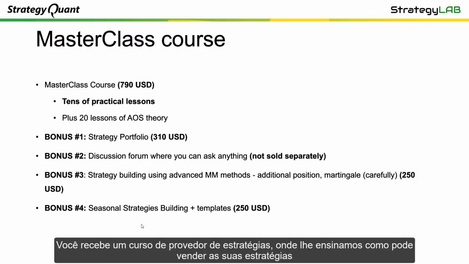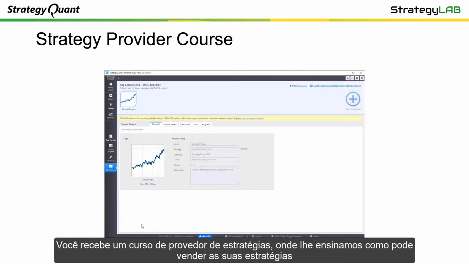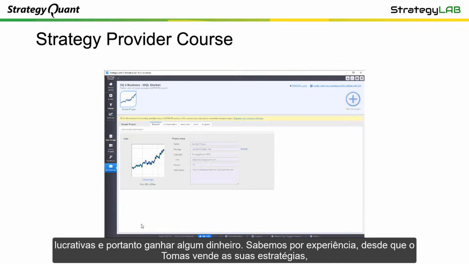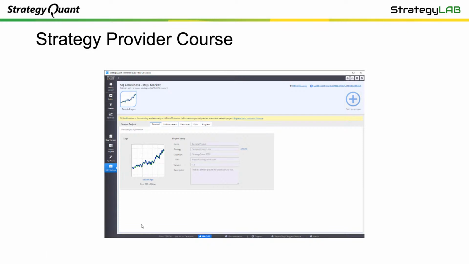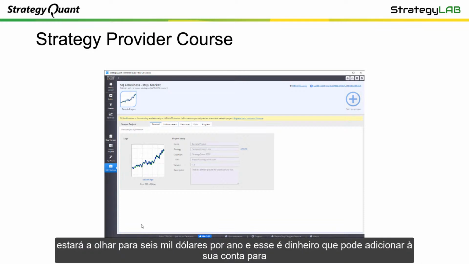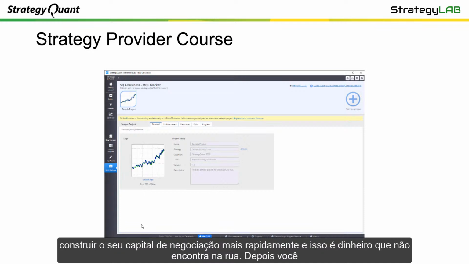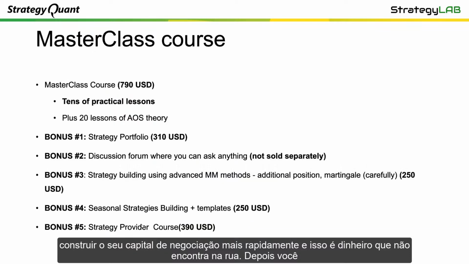You get a strategy provider course where we teach you how you can sell your successful strategies and therefore make some money. We know from experience, since Thomas sells his strategies, that those profits are in the hundreds of dollars a month when you dedicate yourself to it. And that's not a bad amount at all. Even if it's just like $500 a month, you are looking at $6,000 a year. And that's money you can add to your account to build your trading capital faster. And that's money that you just don't find on the street.